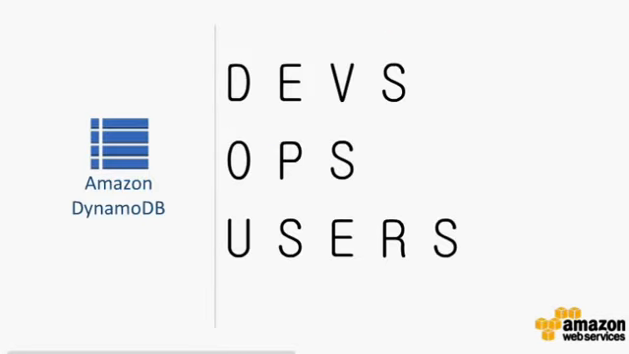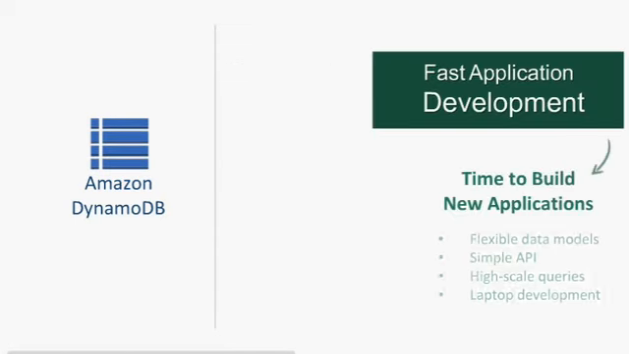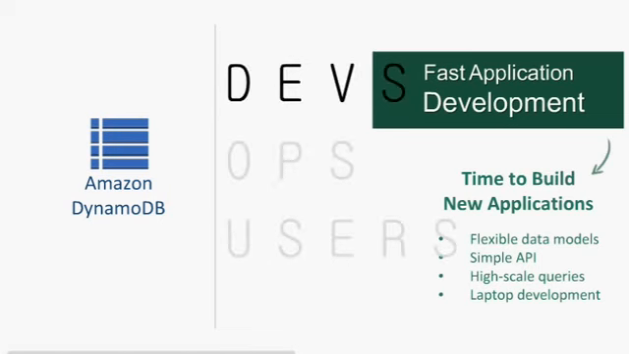So when we look at the primary users for DynamoDB, and the fonts go a bit funny here, and I apologize for that, we focus on developers, operations, and users. There are three different types of stakeholder effectively in applications built on DynamoDB, and they have different requirements from their applications. So in the case of developers, it's really about fast application development, optimizing the time to build new applications. And so this is a key reason a lot of our customers have adopted DynamoDB.